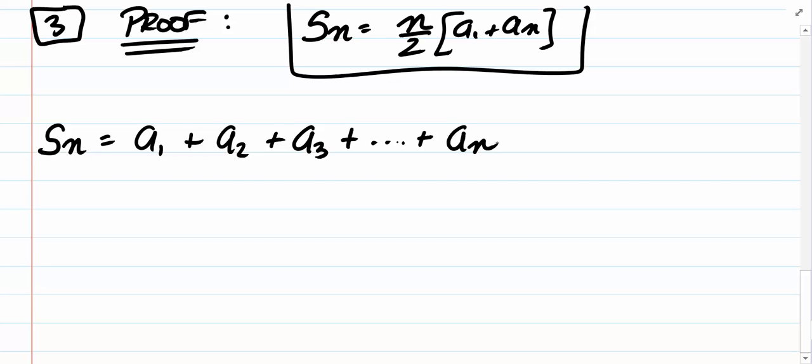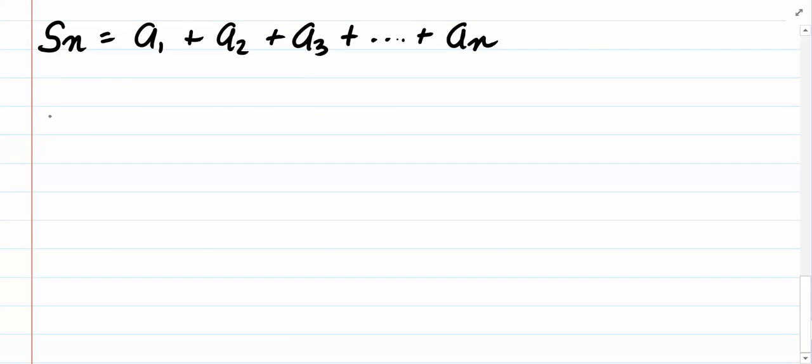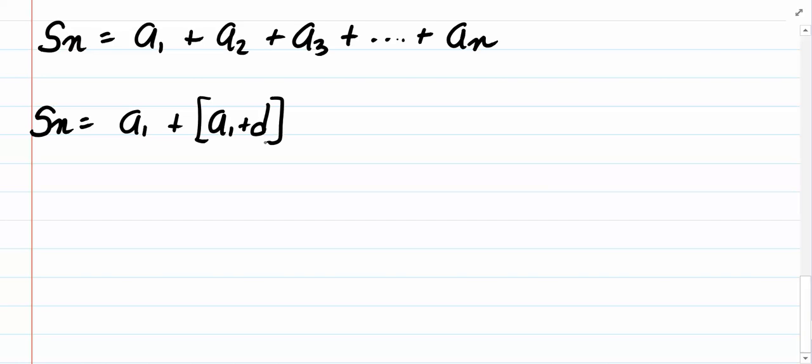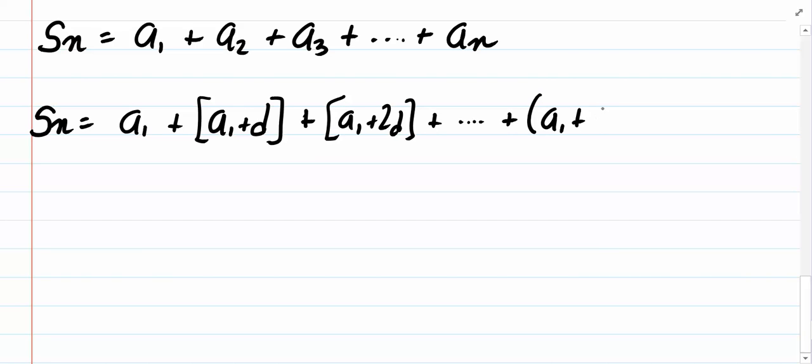Well, I could rewrite this like this. S sub n, that's just the same thing as the first term. I could rewrite the second term as just the first term plus a difference, right? You see that? Because the second term is just the first term plus one difference. You guys still with me on that? What will the next one be? The first term plus two differences, right? Plus all the way up, what would be the very last term? Well, it would be the very first term plus n minus 1 differences, right?